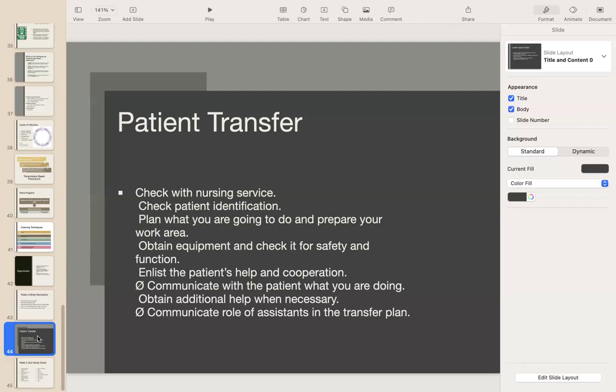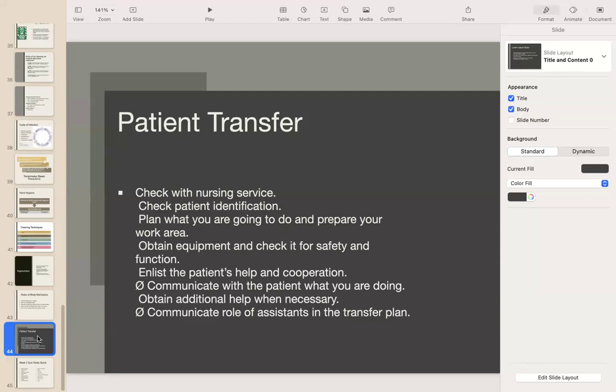You want to plan what you're going to do and prepare your area. Then you get your equipment and check it for safety and function. You want to enlist the patient's help and cooperation. So like I said, you want to see how much the patient can help you. You want them to do as much work as they can, so it takes the burden off of you. And like I said, you never want to try to do this yourself if you feel like the patient may be too big for you to move, or the patient has too many limitations for you to move by yourself. You want to make sure you ask for help.